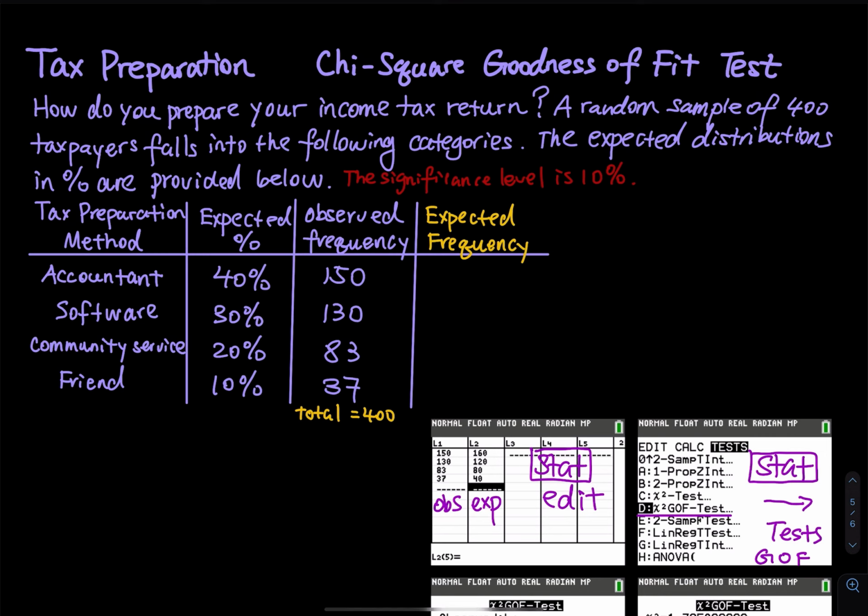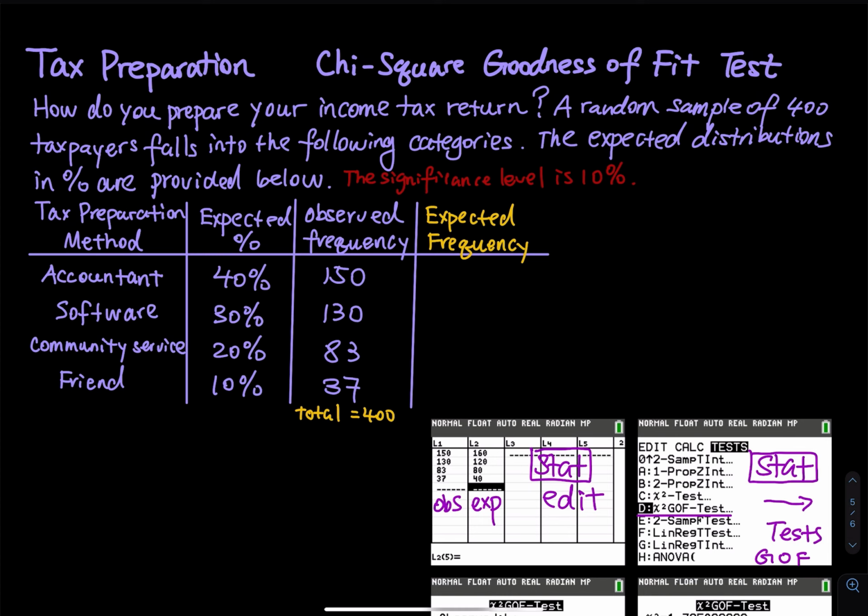So the 40%, 30%, 20%, and 10% mean that, on average, usually 40% of the people go to an accountant, and 30% of the people just use software and do it at home. 20% of the people use community service, where an agency has volunteers who do this for free. And then the friend: if your friend is very good at this, you just ask your friend to do it. So the percentage means on average 10% of people do this, 20% of the people do this, 30% of the people do this.